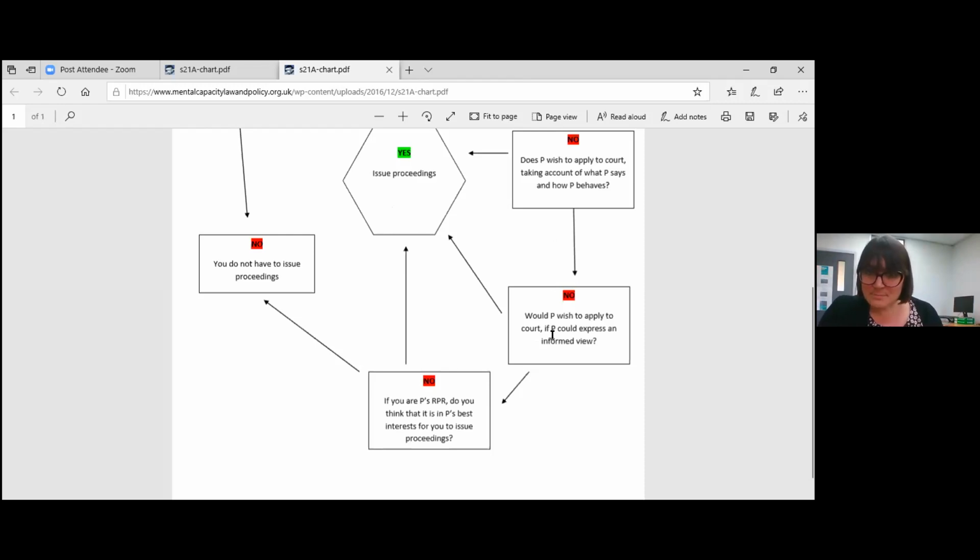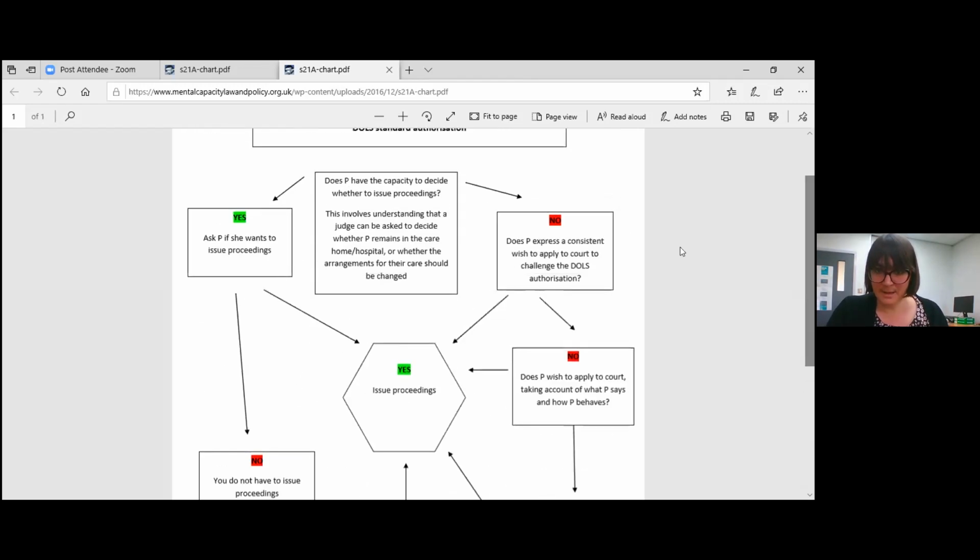What I would say is, by the time we get down here, where the person's not actually objecting, so their behaviour doesn't suggest that, but perhaps you think that the qualifying requirements aren't met, it's here that I think it's probably appropriate to ask for a review before you issue proceedings. And I think that's a proportionate and an appropriate thing to do.